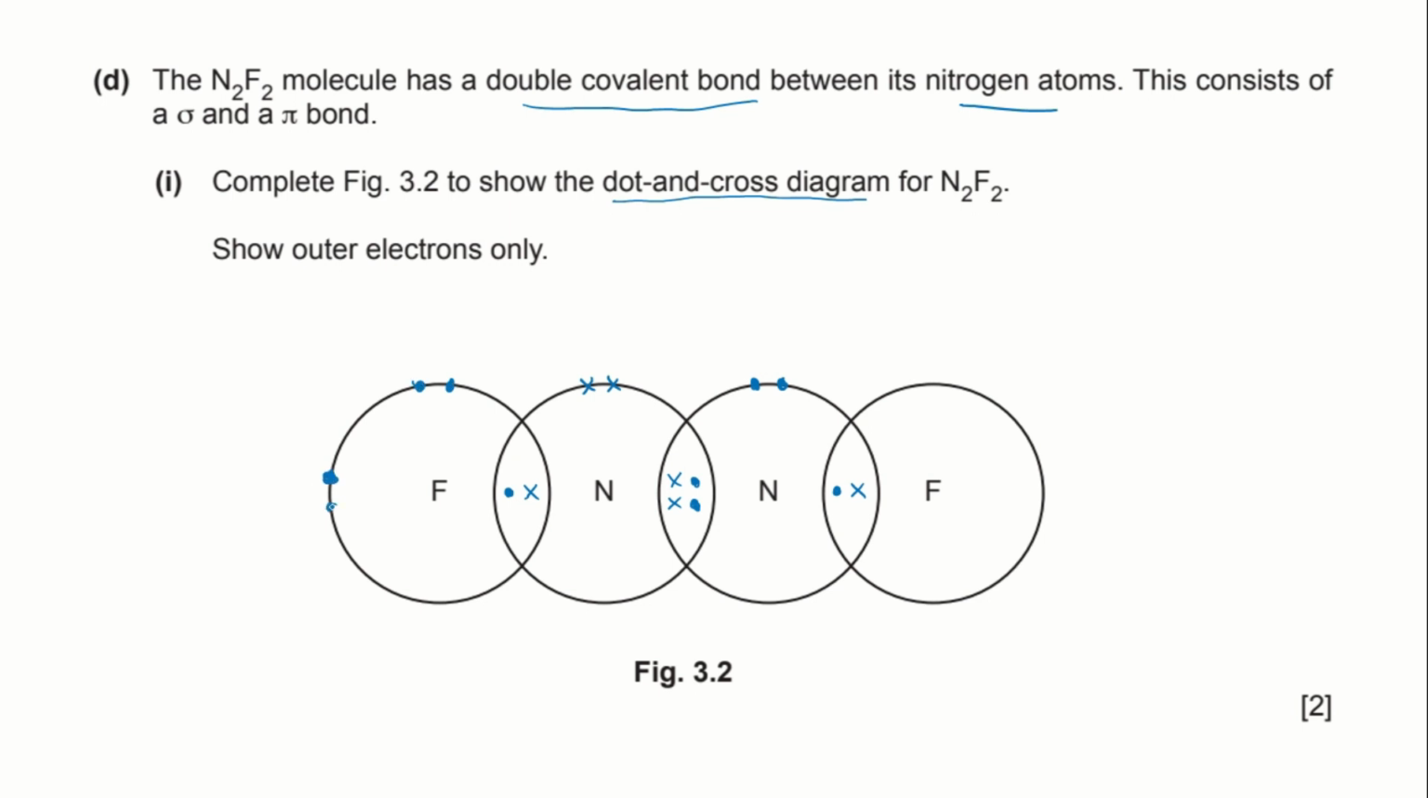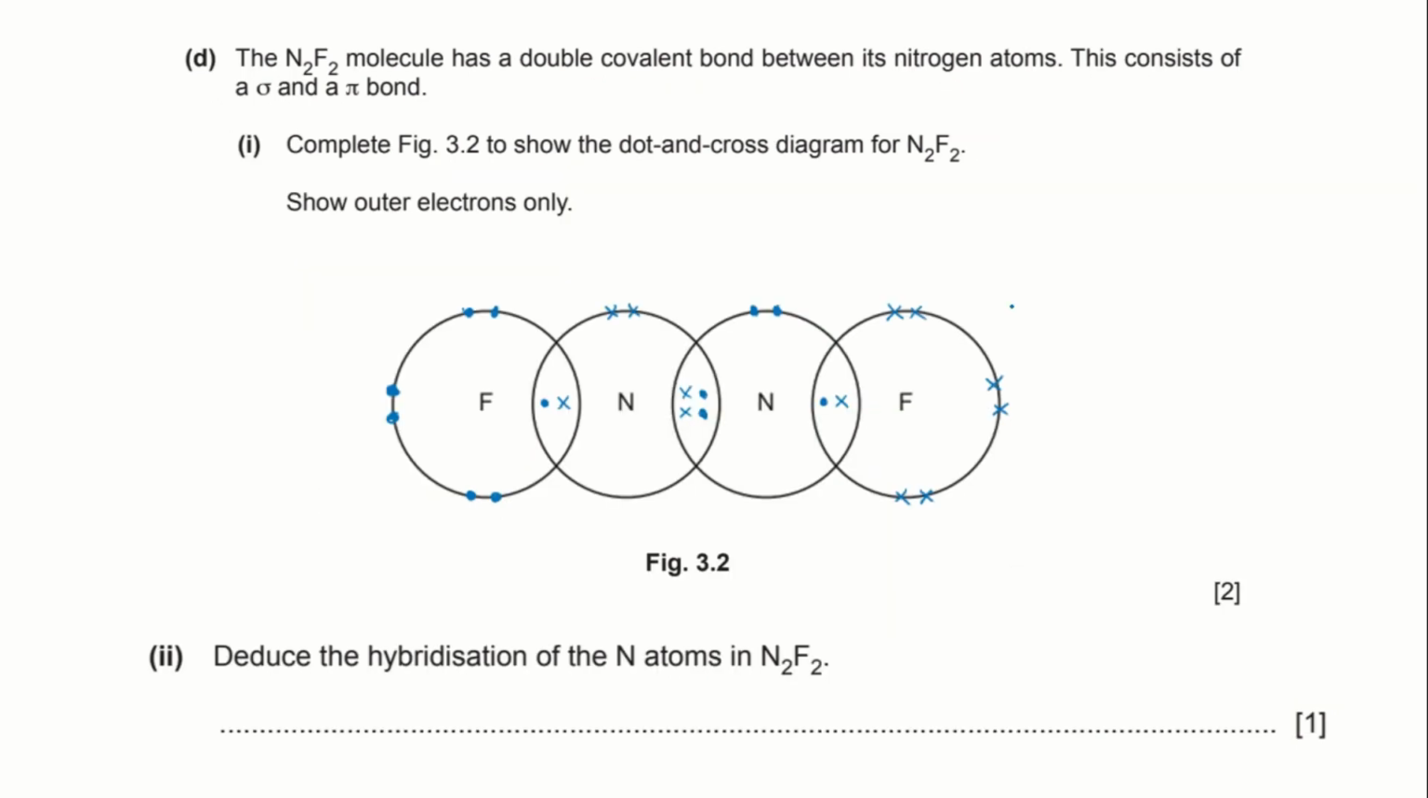Okay, do the same for fluorine on the right hand side, 3 more lone pairs, but this time we use cross, because we have used cross here. So this would be the dot and cross diagram for N2F2 molecule.